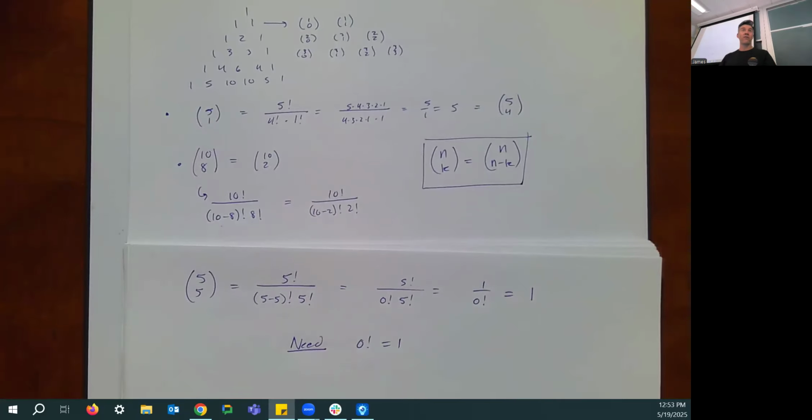Otherwise, the math doesn't work for this formula. So that's why, or it's one of the reasons why, 0 factorial is defined to be equal to 1, because otherwise this formula doesn't work the way it's supposed to.